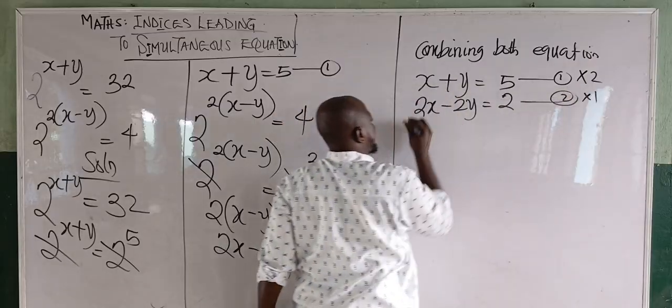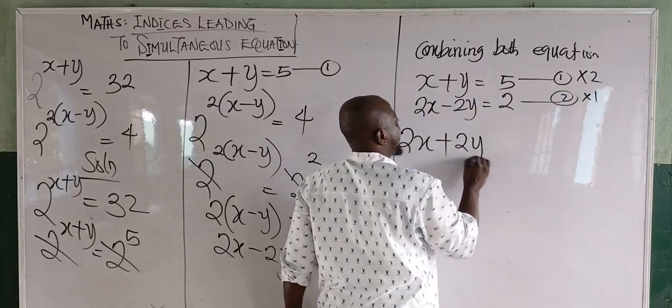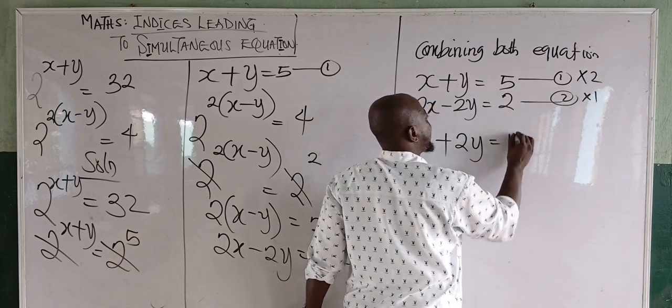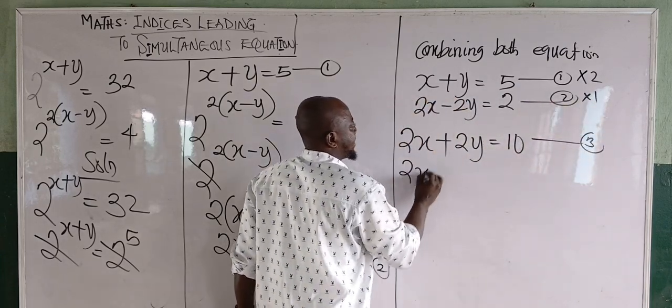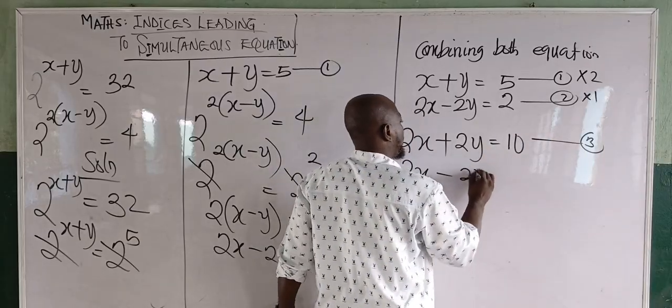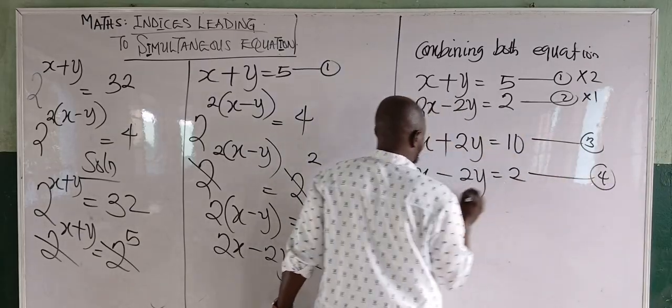So 2 times x here, I'm having this value. 2 times this one here, I'm having this value. This times this one here, I'm having 10 as my equation 3. So multiply this one, I'm having 2x here. Multiply this one, I'm having 2y here. Multiply this one, I'm having 2 as my equation 4.